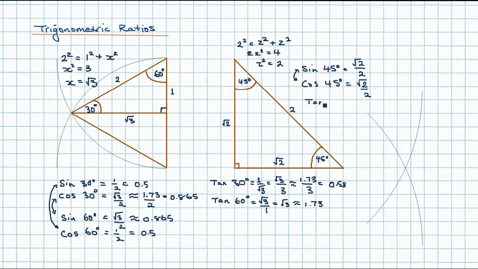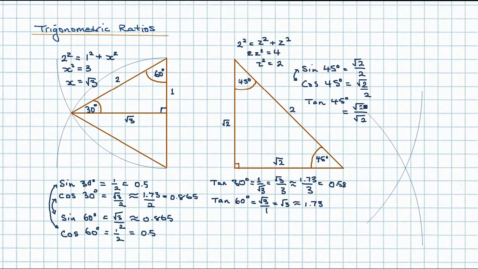So finally, let's find the tan of 45 degrees. So the tan of 45 degrees is going to be what? So if again I look at this top angle here, 45 degrees, the tan is always the opposite over the adjacent, so not involving the hypotenuse. The opposite is root 2, and the adjacent, the side next to the angle, is also root 2.